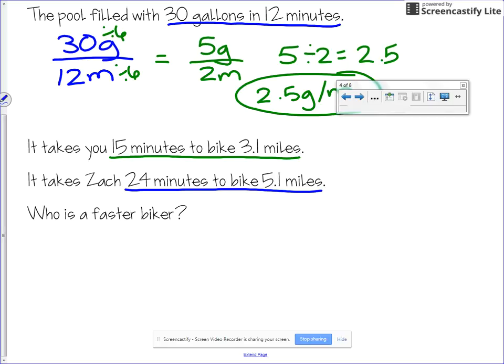What we start with, we'll just start with the rate you bike at. 15 minutes to bike 3.1 miles. When I look at that, I'm going to divide. When I divide 15 by 3.1, remember I need to move that decimal in my divisor, so I need to move my decimal in my dividend. I'm going to give you a moment to do that.